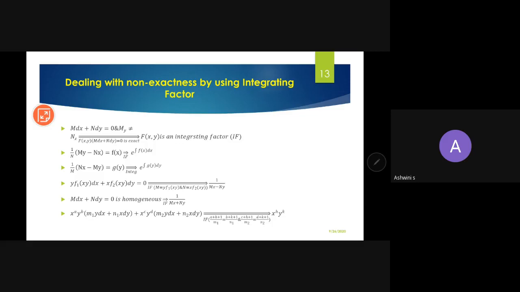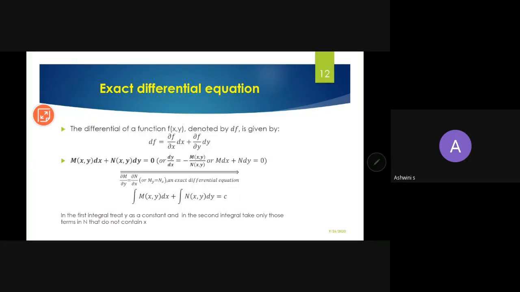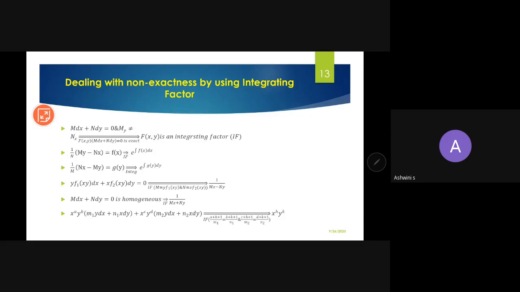So suppose M_y is equal to N_x, then there is no issue at all. It is an exact equation. You can in fact obtain the solution by making use of the last line there. But if they are not equal, M subscript y, meaning ∂M/∂y, is not equal to ∂N/∂x.